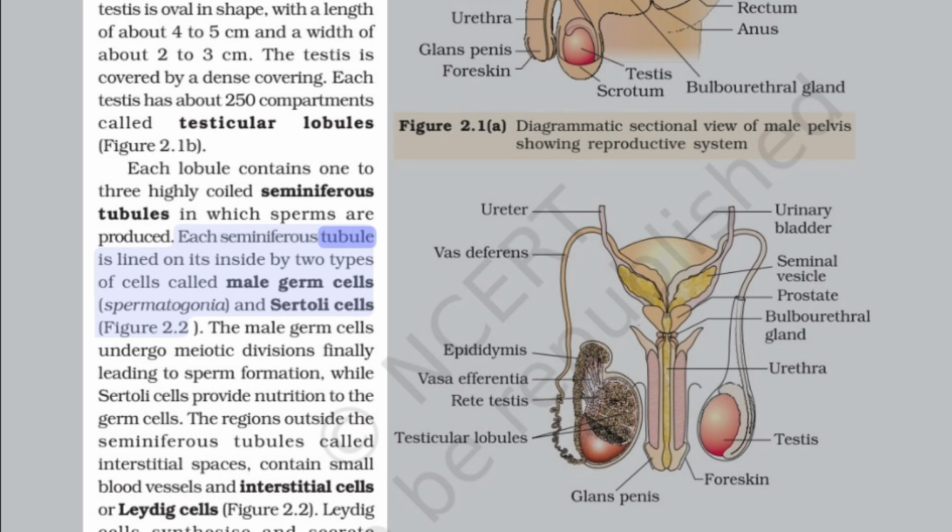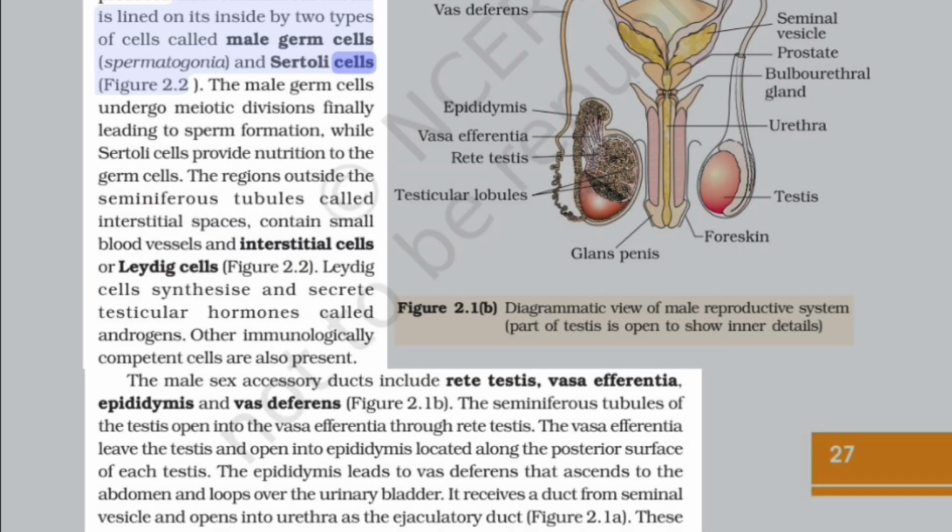Each seminiferous tubule is lined on its inside by 2 types of cells called male germ cells, spermatogonia, and Sertoli cells. The male germ cells undergo meiotic divisions, finally leading to sperm formation, while Sertoli cells provide nutrition to the germ cells. The regions outside the seminiferous tubules, called interstitial spaces, contain small blood vessels and interstitial cells or Leydig cells. Leydig cells synthesize and secrete testicular hormones called androgens. Other immunologically competent cells are also present.